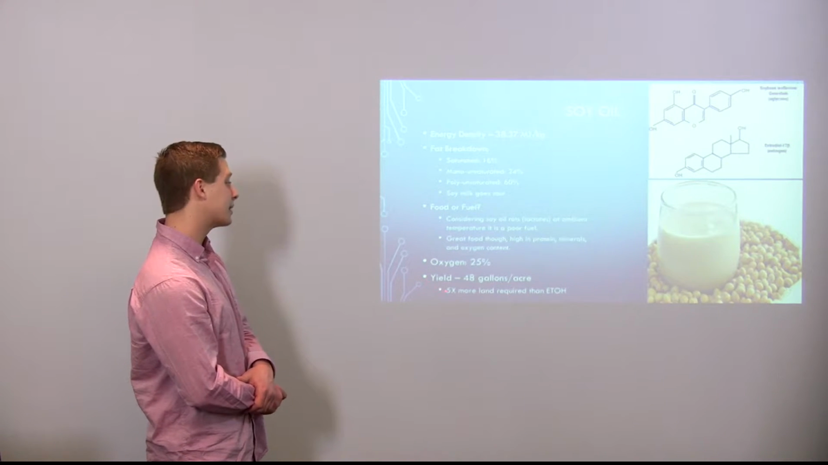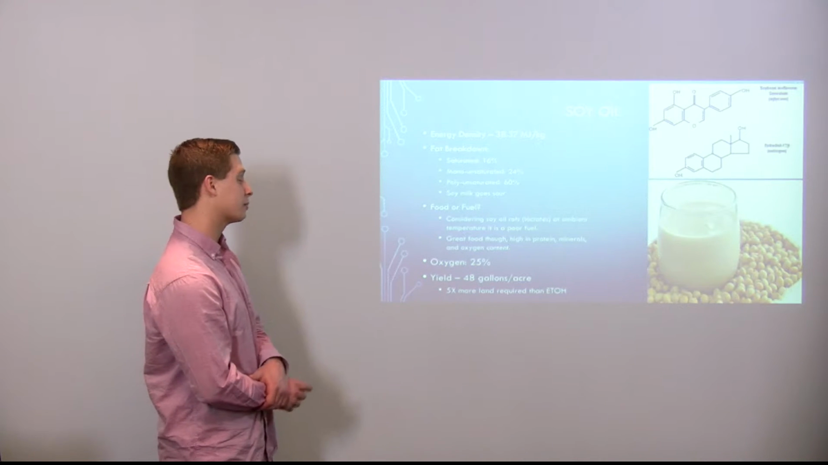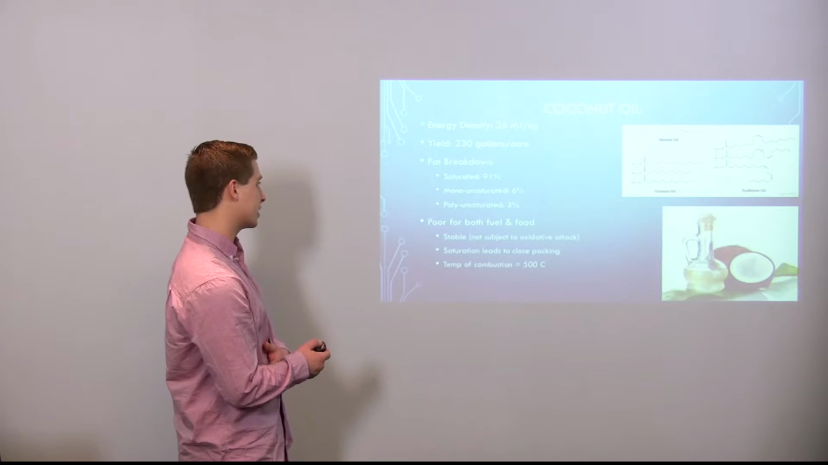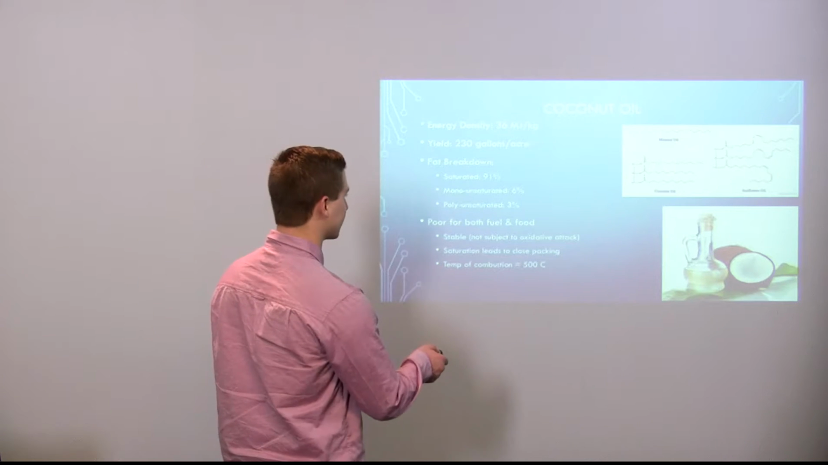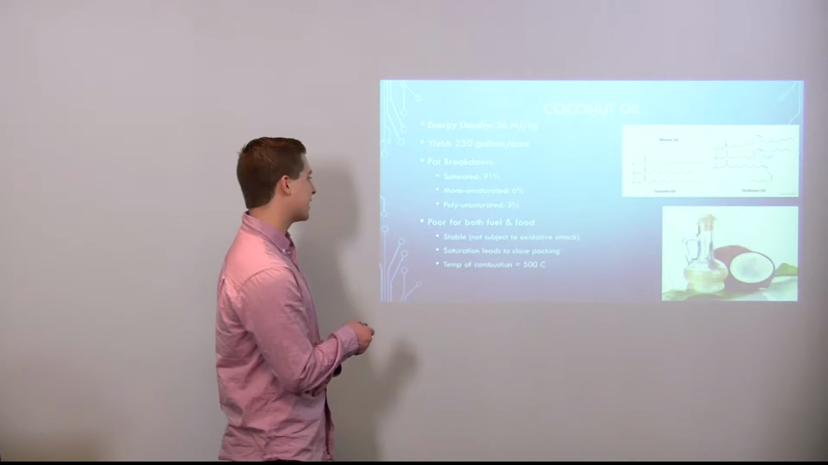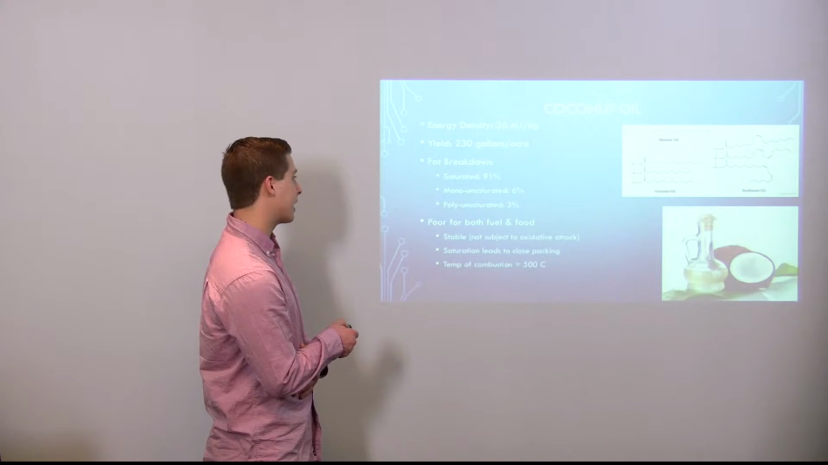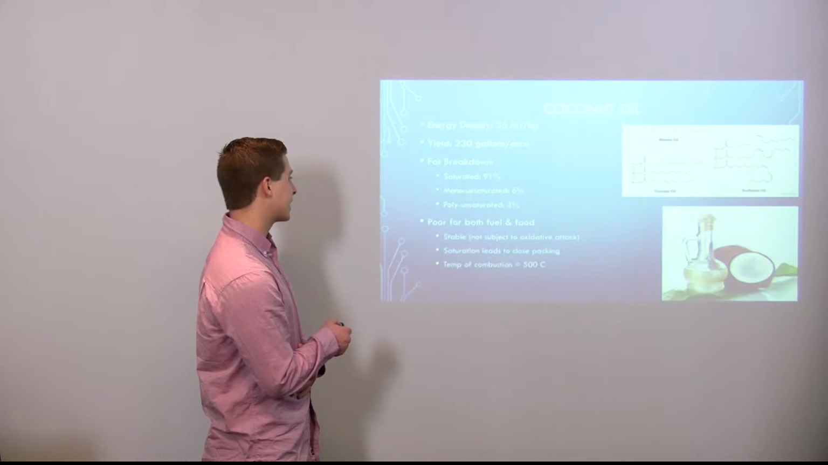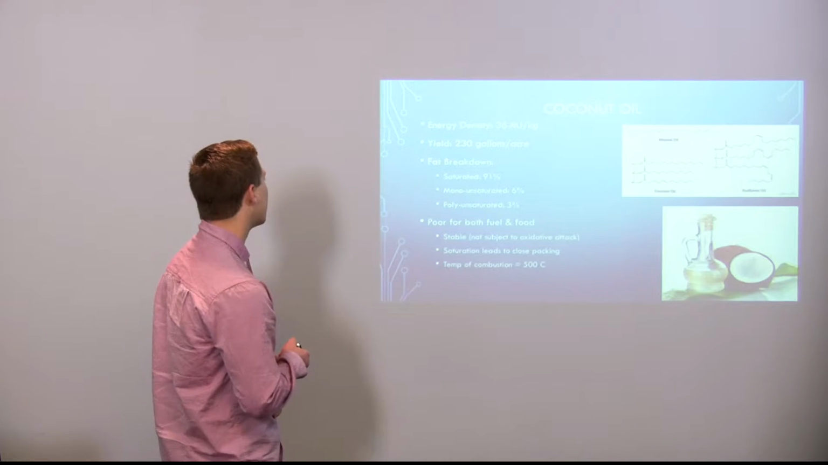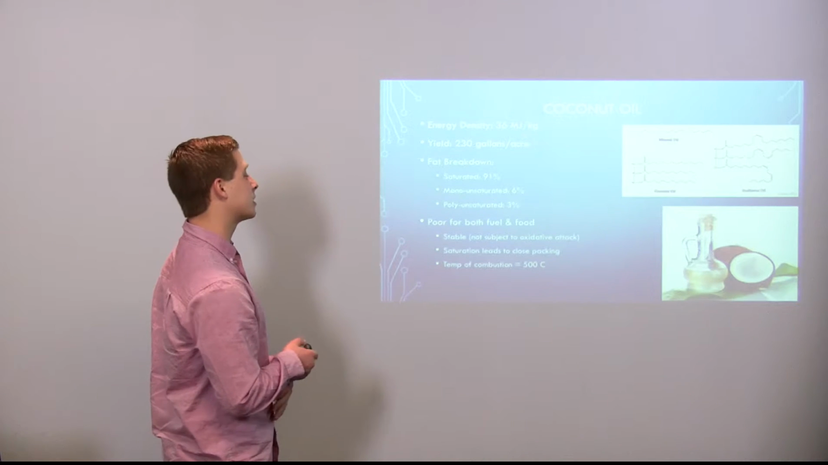It requires 5 times more land than ethanol production, so detriments there. Coconut oil, that is a saturated oil for the most part, as we can see. It's got a few unsaturated bonds, but the polyunsaturated is only 3%. Monounsaturated 6%, saturated is 91% of the bonds. So as we can see over here, the yield is very high.